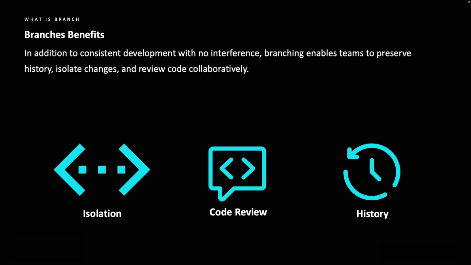Branches make the troubleshooting and development process smoother when using a version control system, or VCS for short. By allowing teams to work in parallel without interference, branches help preserve the integrity of the project history, isolate changes for specific features or fixes, and facilitate collaborative code reviews.